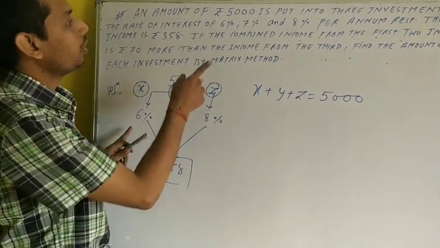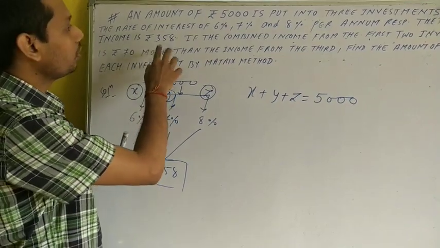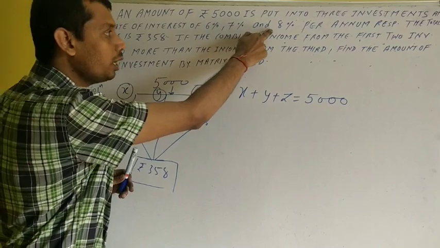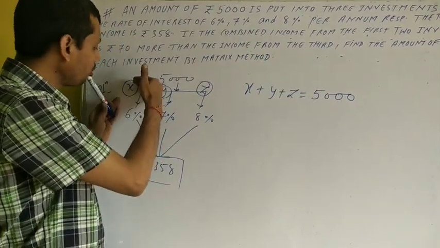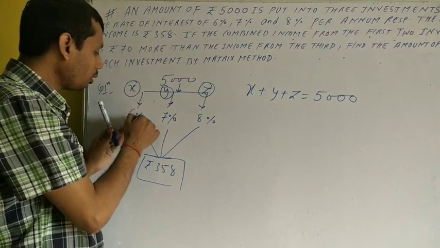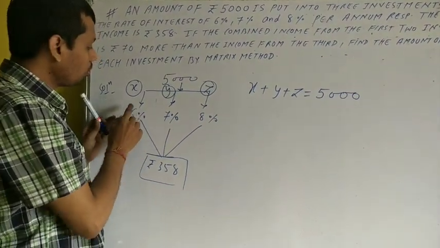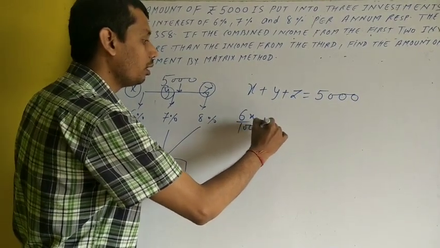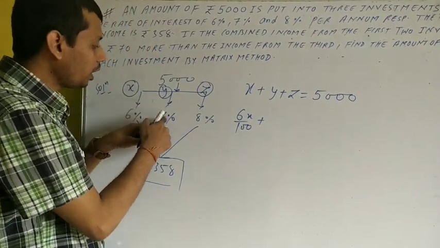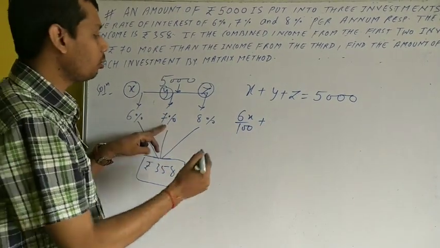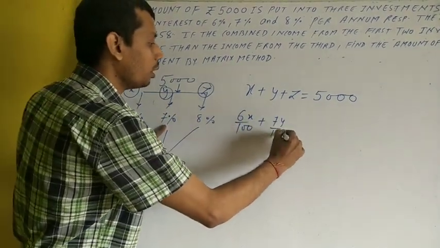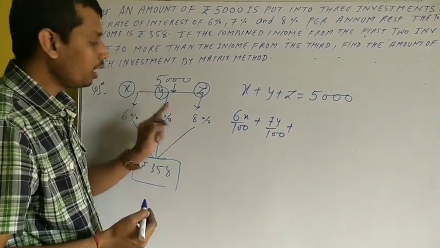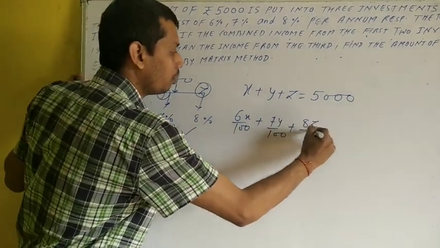Now, as far as the rate of interest of 6%, 7%, and 8% per annum is concerned, rupees x is being invested at the rate of 6% per annum. So what interest will we get? We will get 6x by 100. Rupees y is being invested at the rate of 7% per annum, so 7y by 100, and rupees z is being invested at the rate of 8% per annum. So this is 8z by 100.